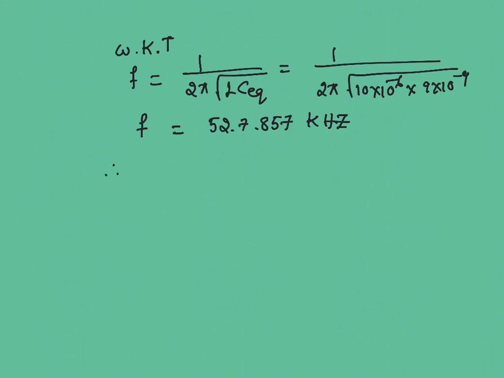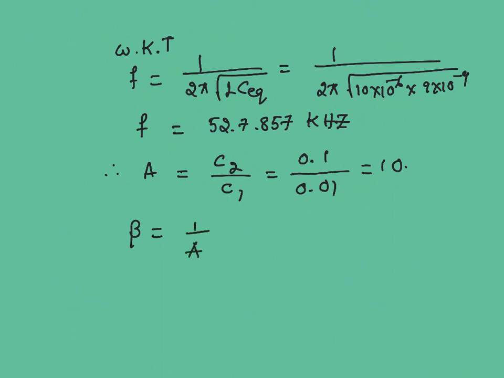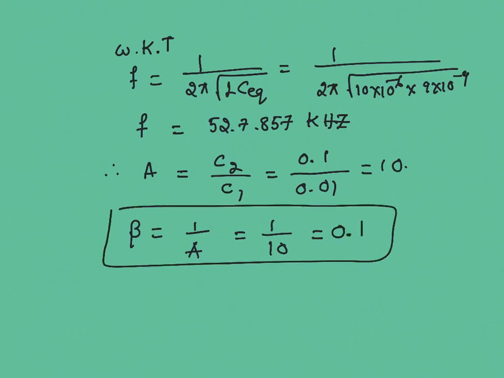And the next one, the voltage gain, which is nothing but C2 by C1. This one we have also calculated in the derivation. So this value will be obtained, and also beta will be equal to 1 by the voltage gain, which is 1 by 10, which is equal to 0.1. So these are the required formulas we have to recollect in the problem solutions.